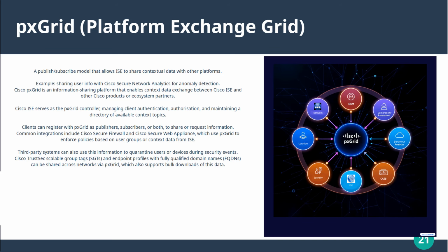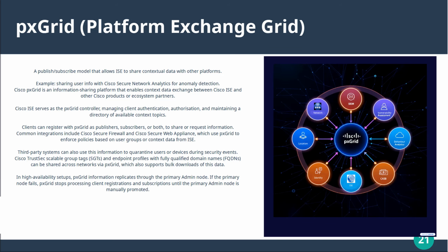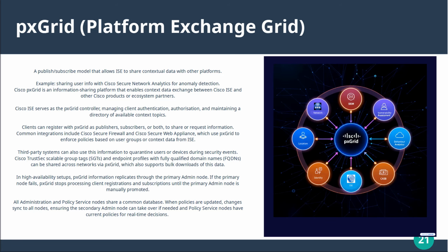Cisco TrustSec scalable group tags, SGTs, and endpoint profiles with fully qualified domain names can be shared across networks via pxGrid, which also supports bulk downloads of this data. In high availability setups, pxGrid information replicates through the primary admin node. If the primary admin node fails, pxGrid stops processing client registration and subscriptions until the primary admin node is manually promoted. And all administration and policy service nodes share a common database.